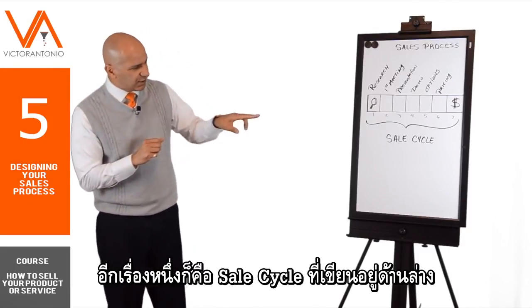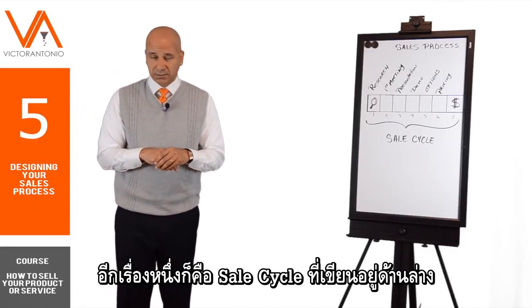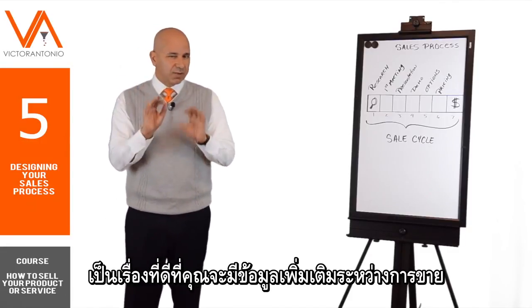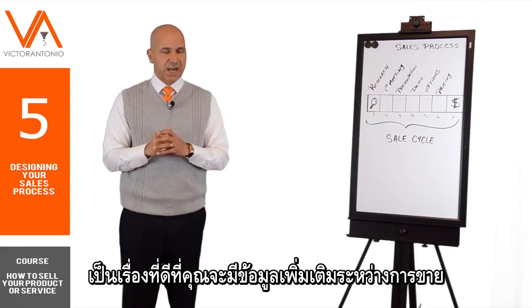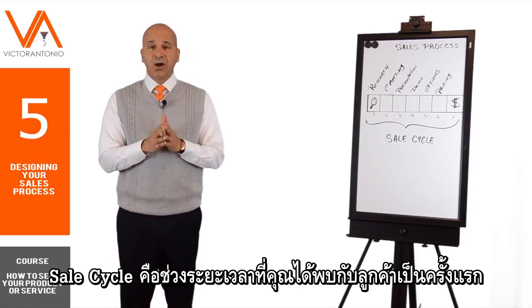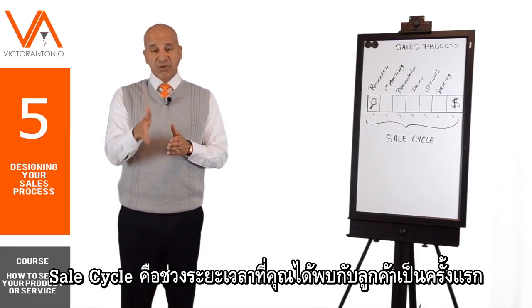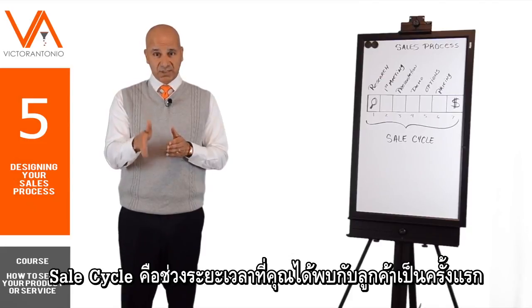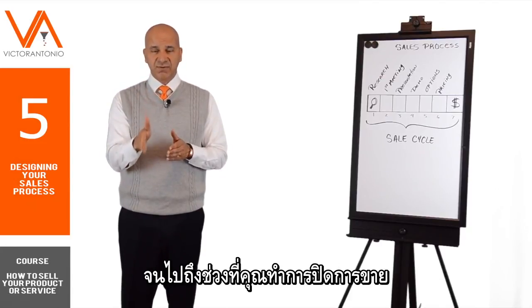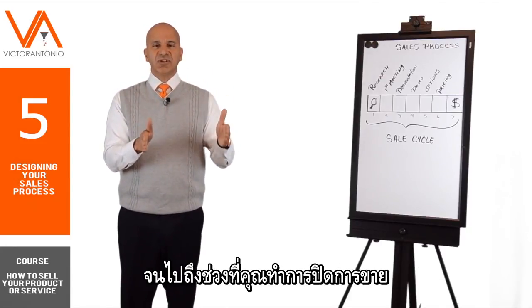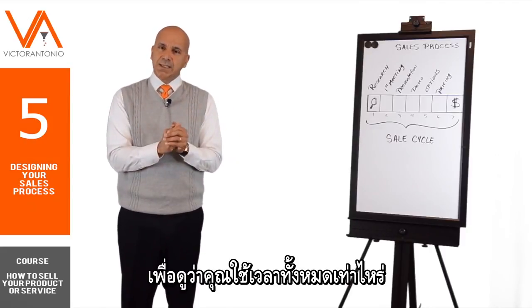Now, one more thing. At the bottom, you see something called the sales cycle. Now, this is always good to know, some information for you just on the side. A sales cycle is how long it takes you from the moment you meet the customer for the first time, really, that's when you really started, to when you close the sale. How long did that take?